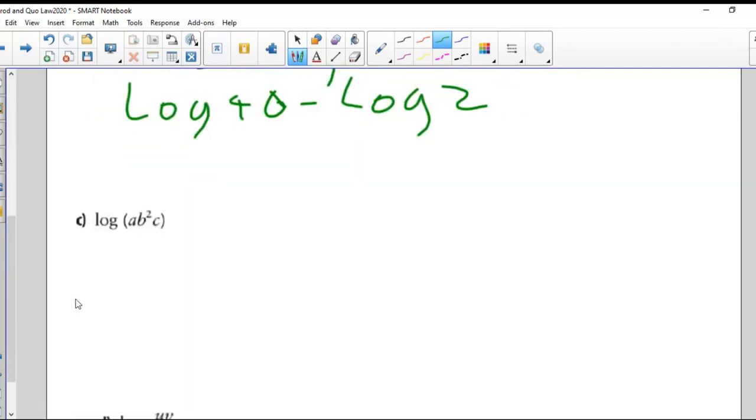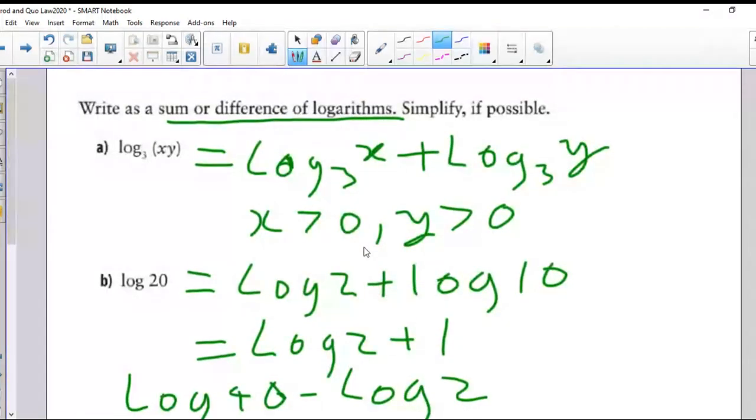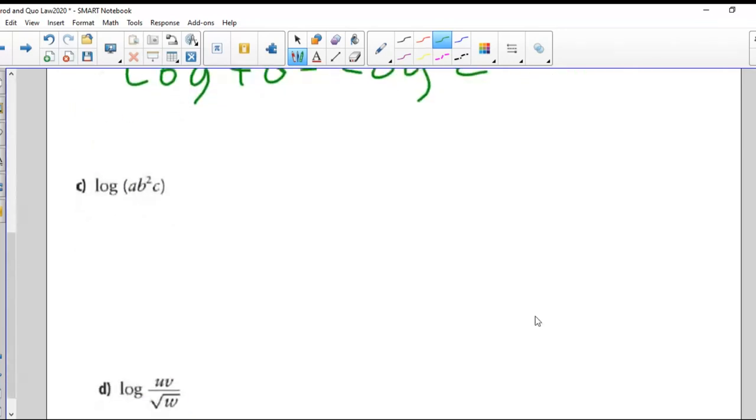Yes, Quinn, you had a question. Please go ahead. Can you scroll up quickly? I'm confused on where the plus one comes from. The log of 2 plus... is that because the log of 10 is one? Correct. So I was saying that we could actually just simplify that some more, but the truth is, the question did say write as a sum or difference of logs. So we really don't need to do that. We can just leave it as the log of 2 plus the log of 10. Okay. Thanks for the question. Let's move along here.